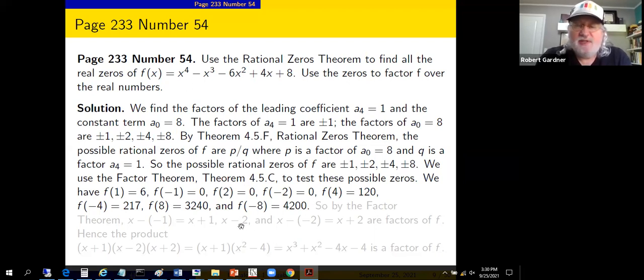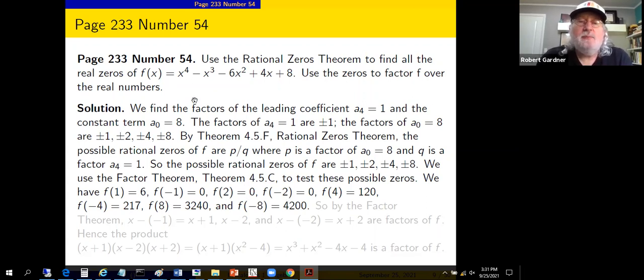I'm looking for zeros. There's an output of 0, there's an output of 0, and there's an output of 0. So we found 3 zeros of this function. Negative 1 is a 0, a root. 2 is a root, and negative 2 is a root of this polynomial function. Remember, we're using the term root and 0 interchangeably. So we found 3 of the zeros.